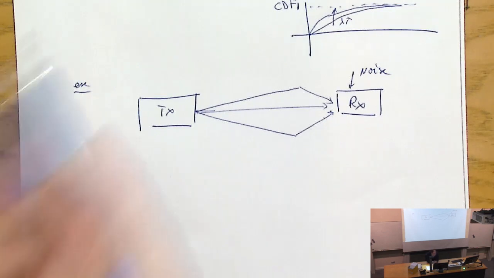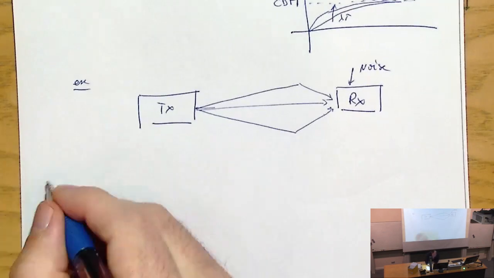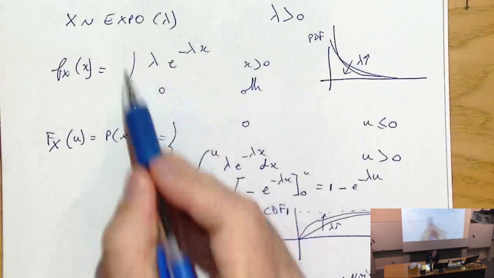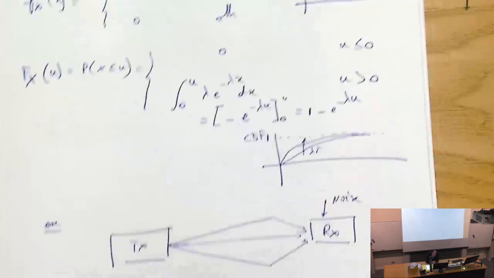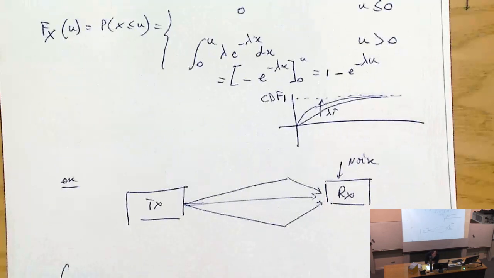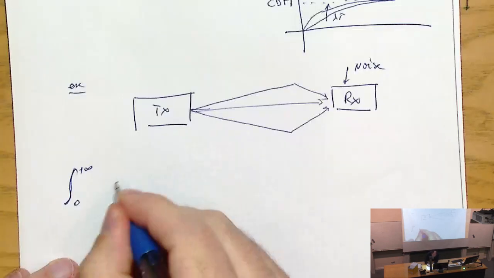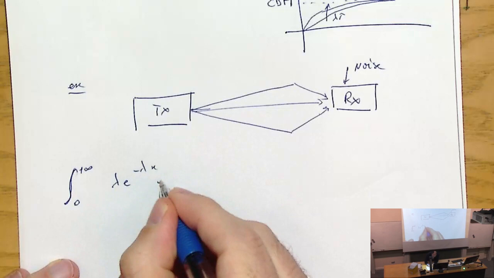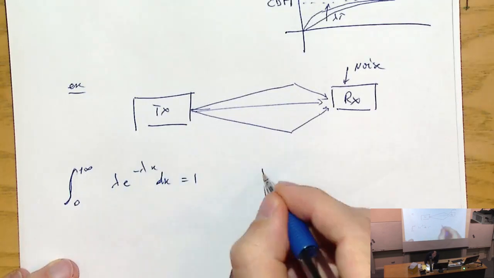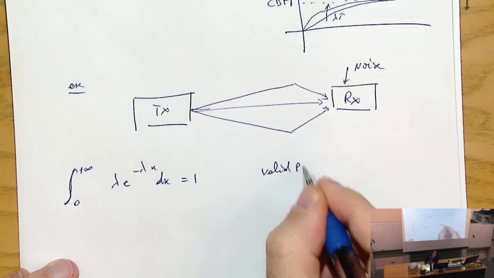Good, so this is obviously a valid probability density function, right? This is positive or equal to 0, right? You can also compute that the integral between 0 and positive infinity of lambda e^(-lambda x) dx is equal to 1, so that's a valid PDF.